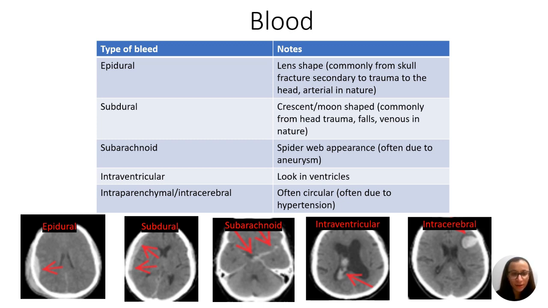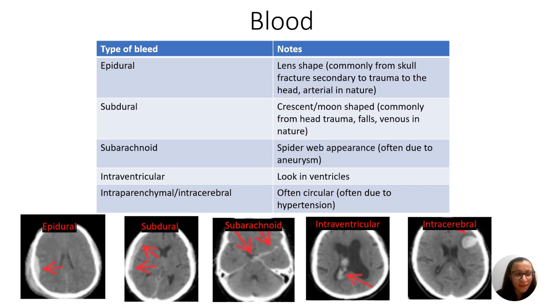The third type that we're going to be talking about is subarachnoid. Subarachnoid is bleeding between the arachnoid and the pia mater. It's usually caused by an aneurysm or an AV malformation, but usually an aneurysm. The symptom is a sudden, severe headache. They'll say this is, quote unquote, the worst headache of my life. On a CT head it looks kind of like a spider web, as you see in this picture. The white spot sometimes looks like a spider web to me, usually caused by an aneurysm.